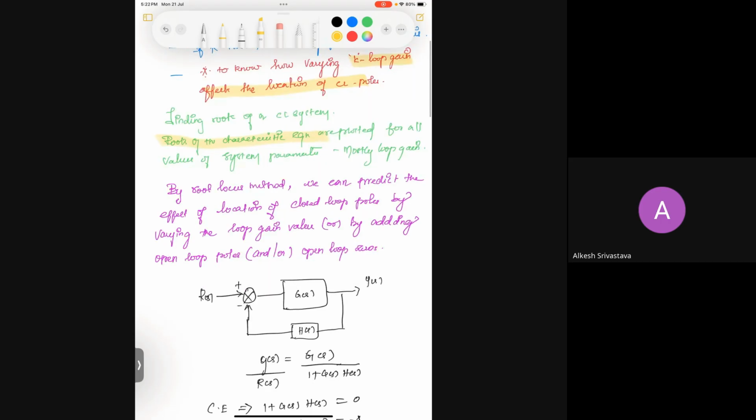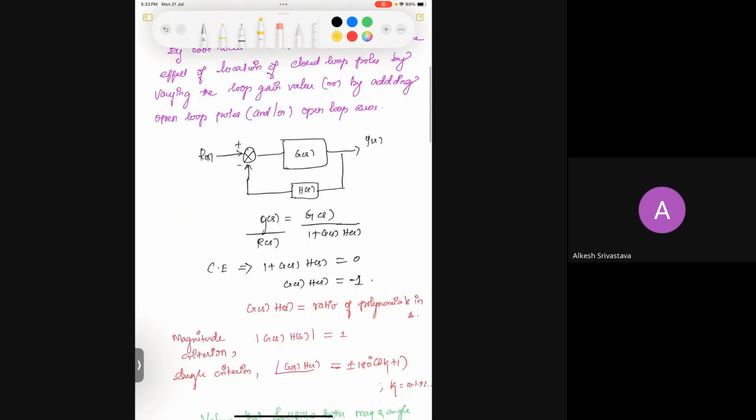If it doesn't cross, then we can say this system is stable. And by the root locus method, another advantage is that we can predict the effect of the location of closed loop poles by varying this gain from the open loop. For the Routh-Hurwitz criterion, you need to find the closed loop transfer function, and only then can you determine whether the system will be stable for this range of k. But root locus can tell with the open loop poles or open loop zeros itself. This is another advantage when compared to the Routh-Hurwitz criterion.